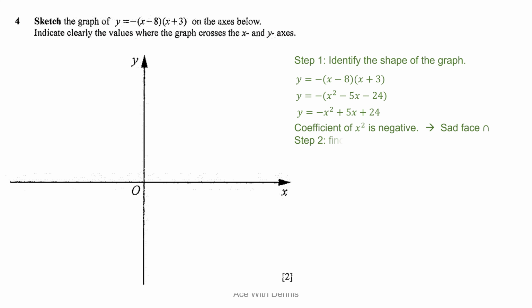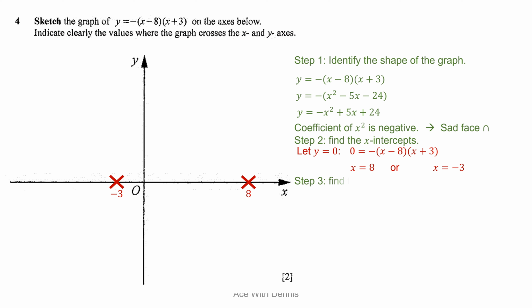We move on to step number 2, which is to find the x-intercepts. To find the x-intercepts, we let y equal 0. So the equation becomes 0 equals negative bracket x minus 8 times x plus 3. Then we solve this equation, and we get x equals 8 or x equals negative 3. Now we can mark these 2 points on the axis, which is -3 here and 8 here.